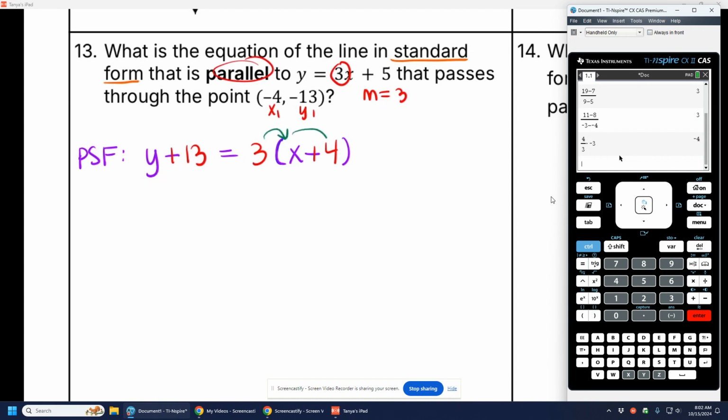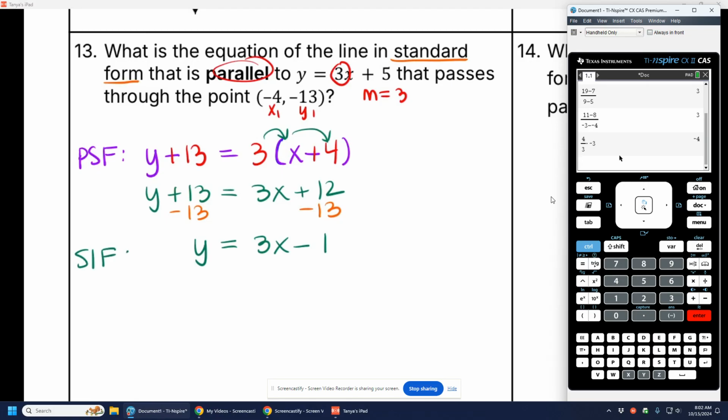So let's distribute. y plus 13 equals 3x plus 12. Then we're going to subtract 13 from both sides. y equals 3x minus 1. So that right there looks like y equals mx plus b. That is slope-intercept form. But again, that's not the form that they want. They want standard, so we're going to keep going.